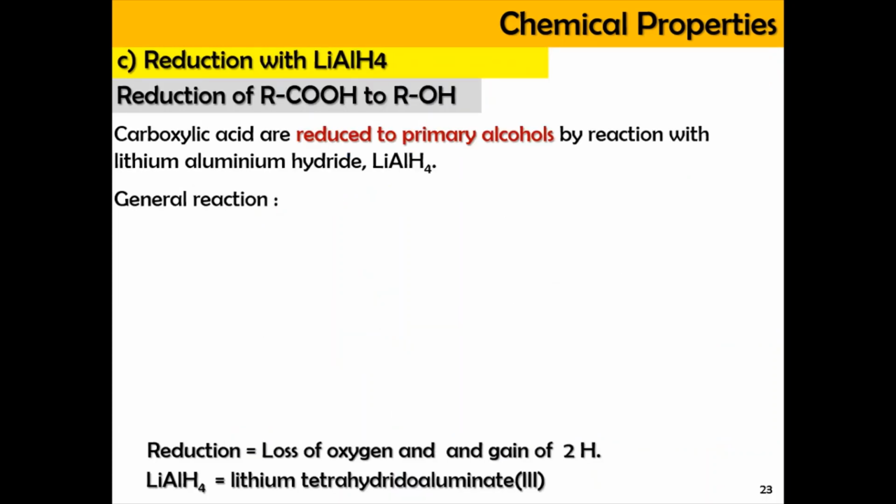Now for the C type of reaction, which is the reduction with lithium aluminium hydride. Reduction of the carboxylic acid to alcohol is done via the reaction using lithium aluminium hydride, which is LiAlH4, and this process must be followed with hydrolysis.